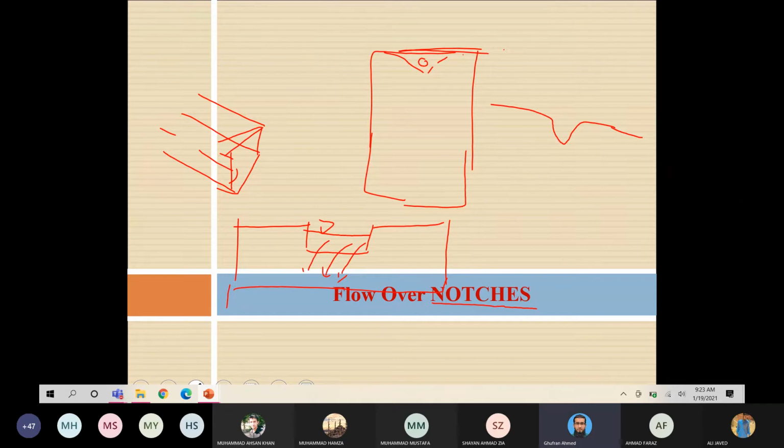Okay, so by measuring the depth, say H, we will find the discharge. Obviously, it has some relationship or formula. There is a formula of discharge Q in relation to H, which we will study in the later part of the lecture. So notch is basically the purpose of notch to measure the discharge in an open channel.